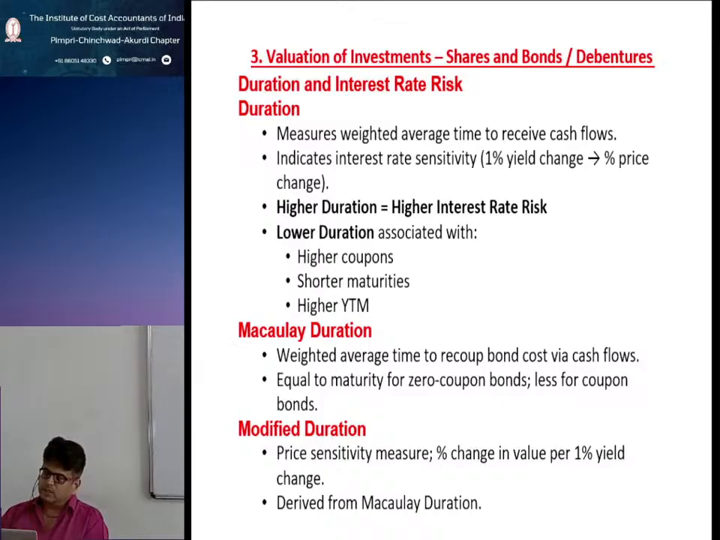Macaulay duration typically measures the weighted average time to recoup bond costs via cash flows, and is equal to maturity for zero coupon bonds, less for coupon bonds. Then comes the concept of modified duration. Modified duration is a price sensitivity measure of the percentage change in value per 1% yield change. That's the relationship, and it is derived from Macaulay duration.